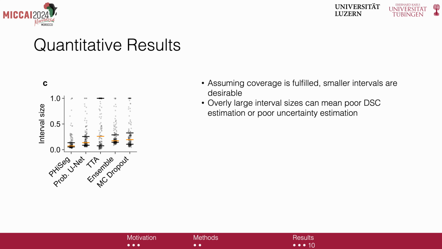Now lastly, assuming coverage is fulfilled, smaller intervals are desirable. Overly large interval sizes can mean poor DICE estimation or poor uncertainty estimation. Coverage can always trivially be fulfilled by predicting very large performance ranges. In order to be useful, the performance ranges must be as small as possible while still fulfilling the coverage. Here again, Fischer overall produces the smallest intervals. The ensemble does not produce any of the small intervals or tighter bounds. This is indicated by the missing scatter points close to 0.